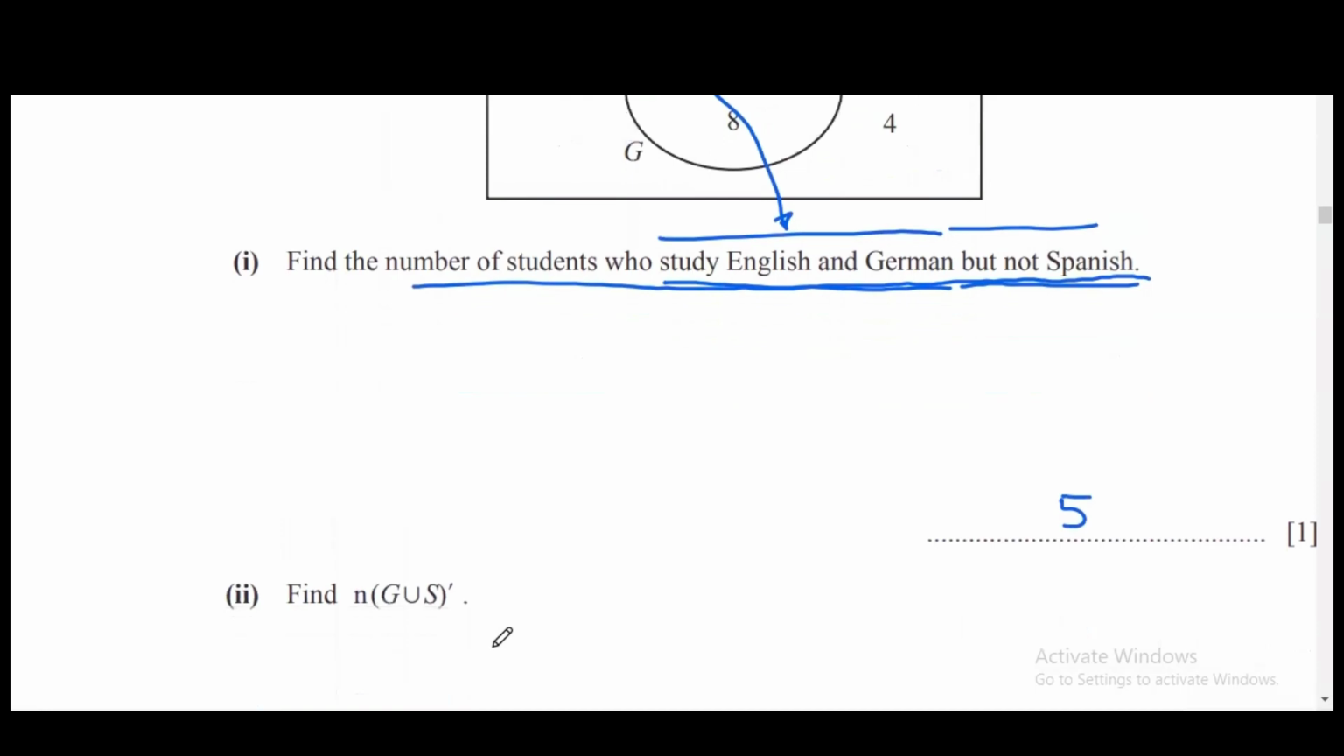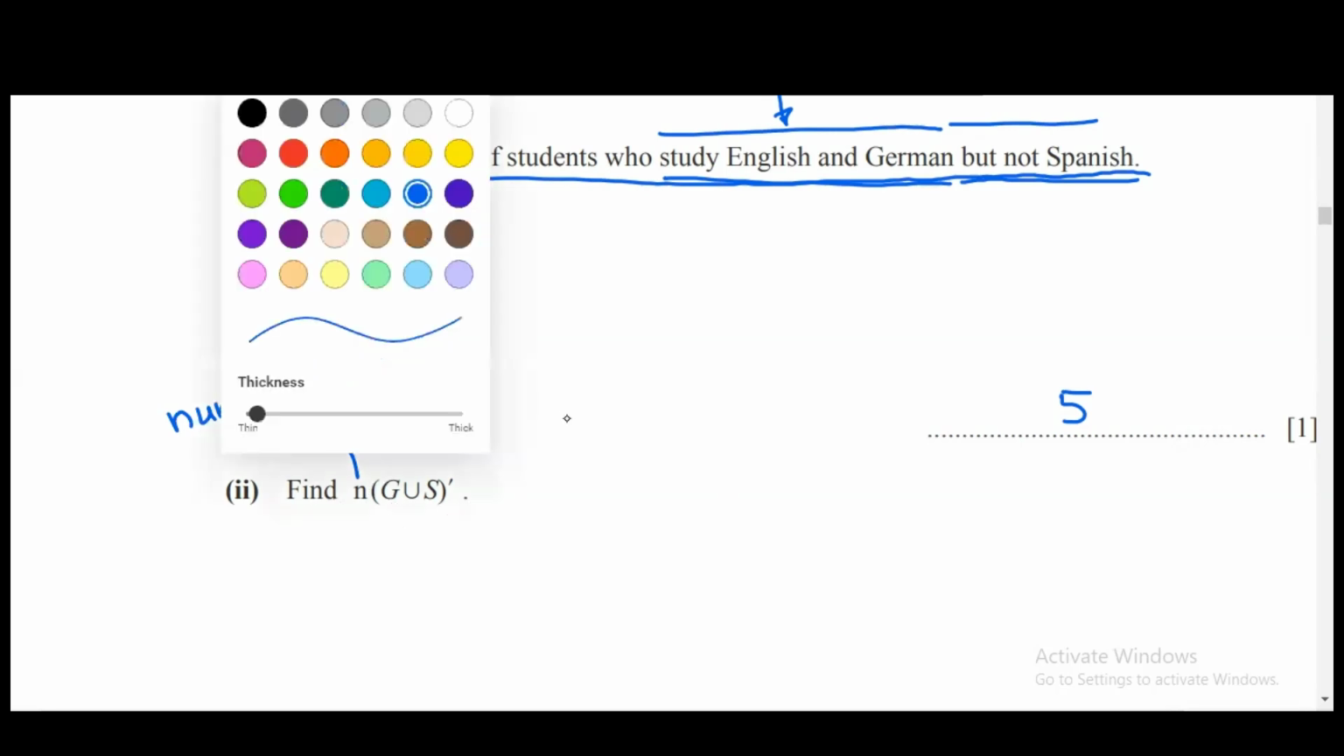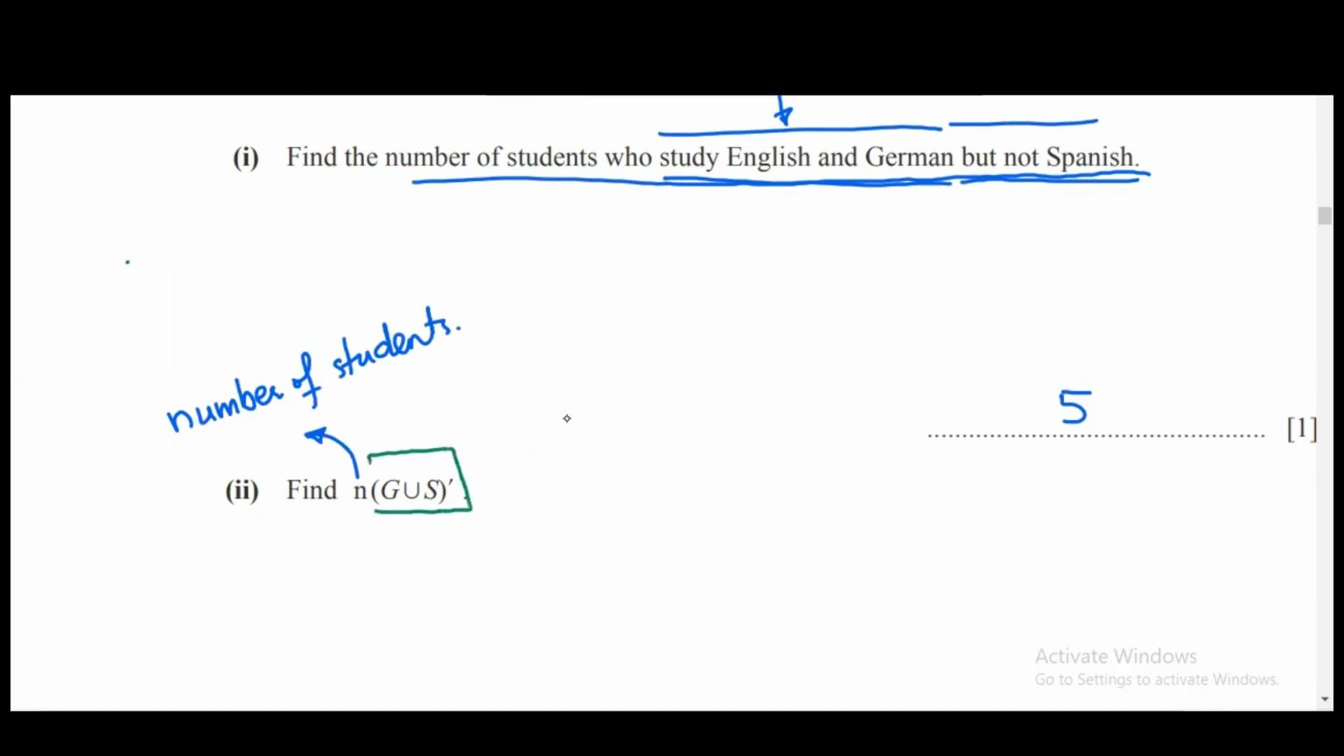Now, in the second part, this is N of G union S, the whole complement. Find the number of students. N is the symbol for number, so N is for number of students. And you should know the meaning of G union S complement. G union S complement means without G union S, or we can say universal minus the part G union S.